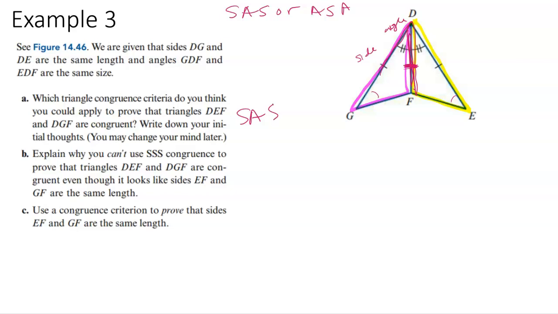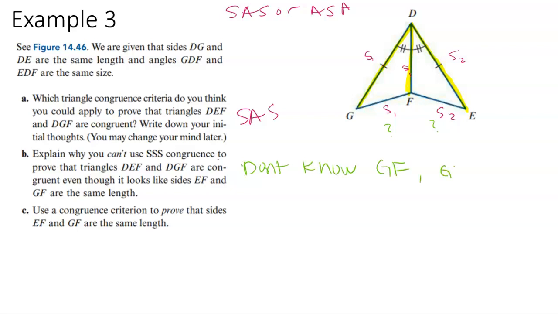Now explain why I cannot use side side side. Okay, so let's go back here. To use side side side, I would need to know side side side of this first triangle and side side side. Well, I know one side, right? And actually, I do know that this is the same because it's literally the same line, but I don't know this. And it's really important. I don't know GF and GE. I don't know those.